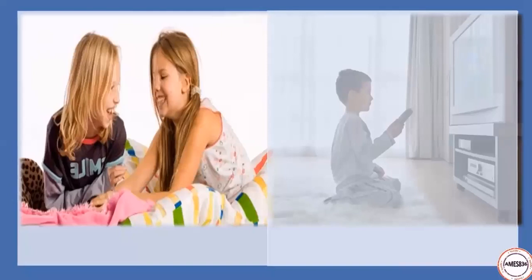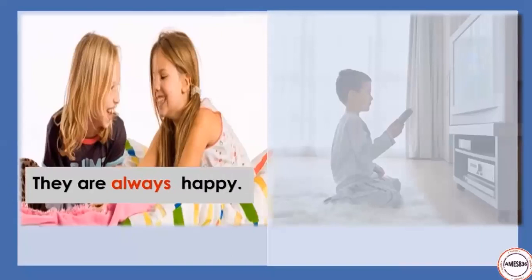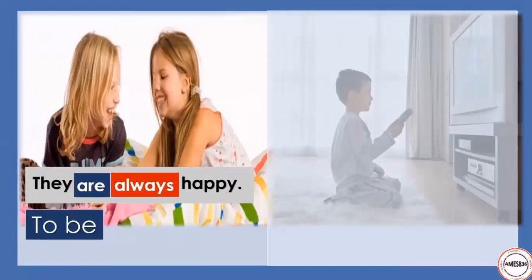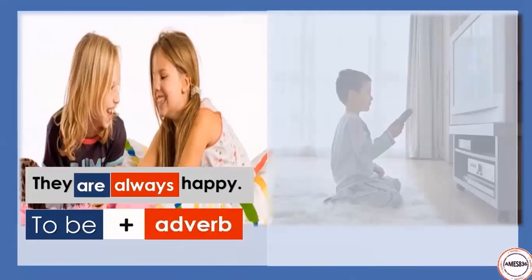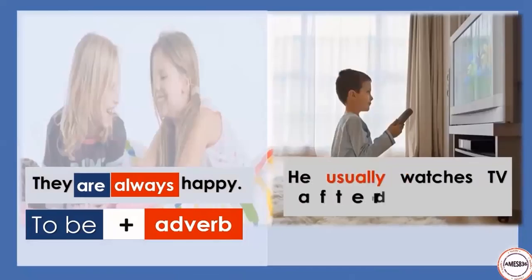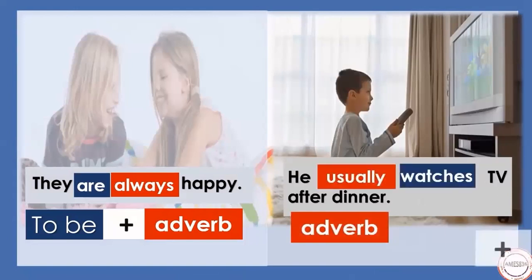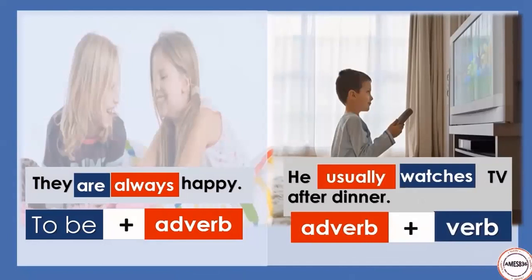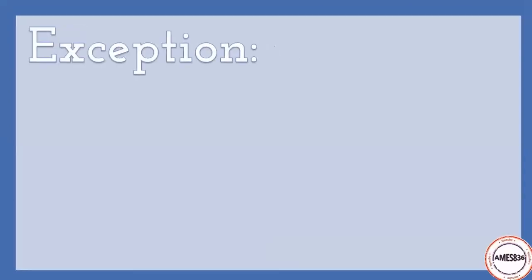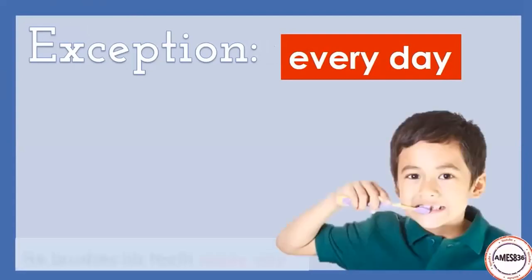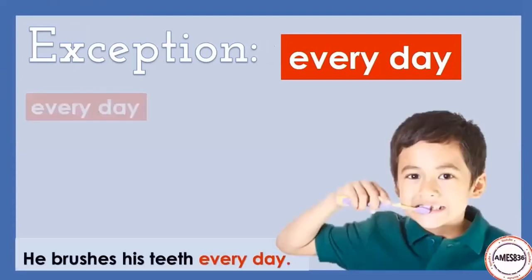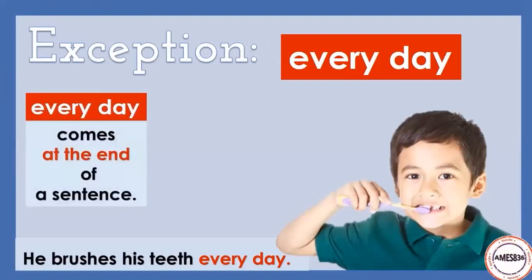Let's see some examples. They're always happy. Notice that with the verb to be, the adverb comes after the verb. He usually watches TV after dinner. But in other situations, it comes before the verb. Exception, every day. He brushes his teeth every day. If you use every day in a sentence, it comes at the end of the sentence.